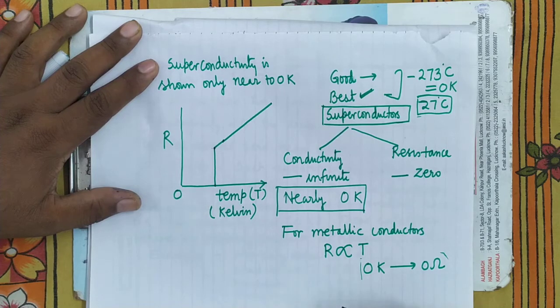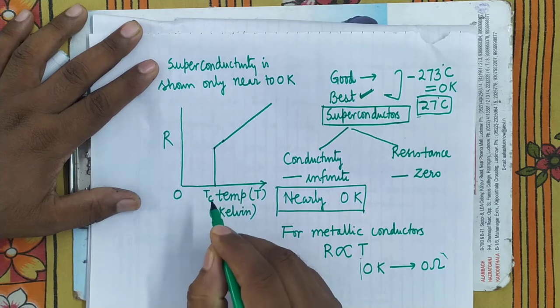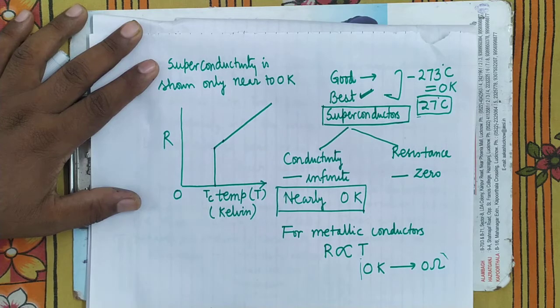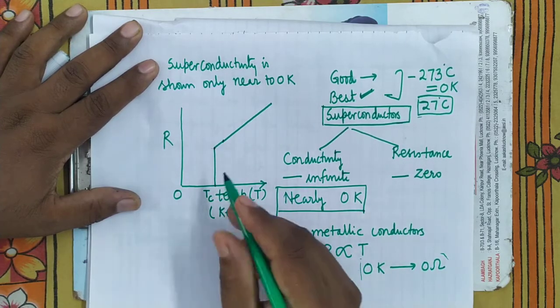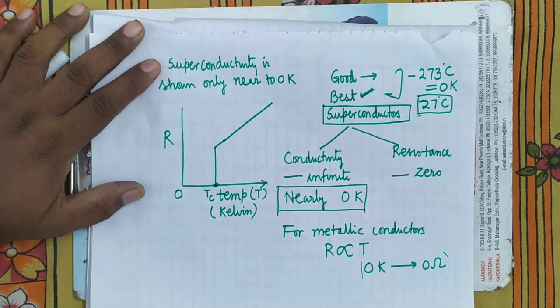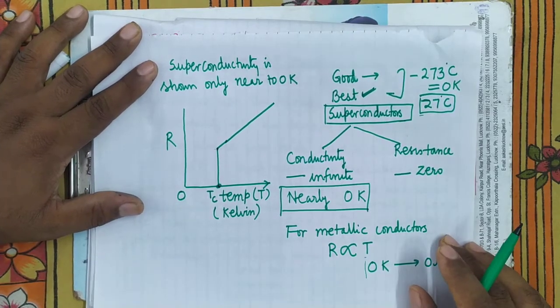resistance decreases, and below a critical temperature, that critical temperature is Tc, their resistance abruptly falls, not gradually. It immediately becomes 0. Below Tc, below this temperature, it will immediately become 0 or nearly 0. Such substances are called the superconductors.